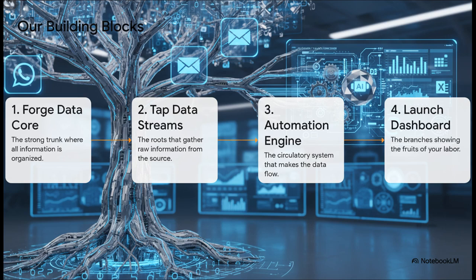And here's our game plan, laid out kind of like we're growing a tree. First, we'll build a strong trunk. That's our data core. Then we'll connect it to its roots, which are all the different data streams. After that, we power the whole thing up with an automation engine. Think of it like the circulatory system bringing it to life. And finally, we get to watch our living dashboard bloom, showing us the fruits of our labor.